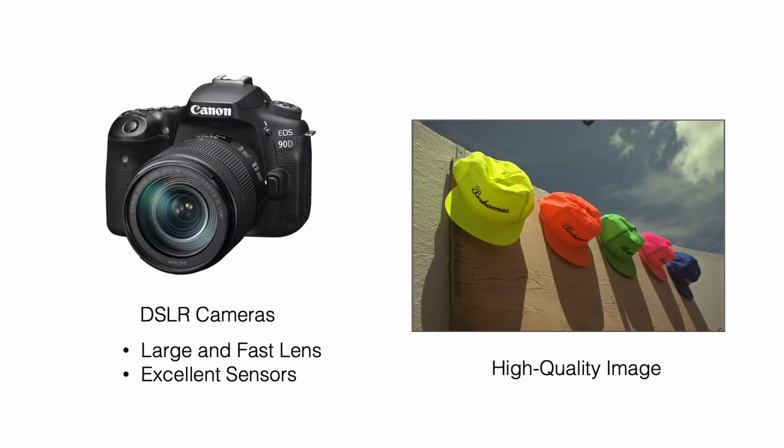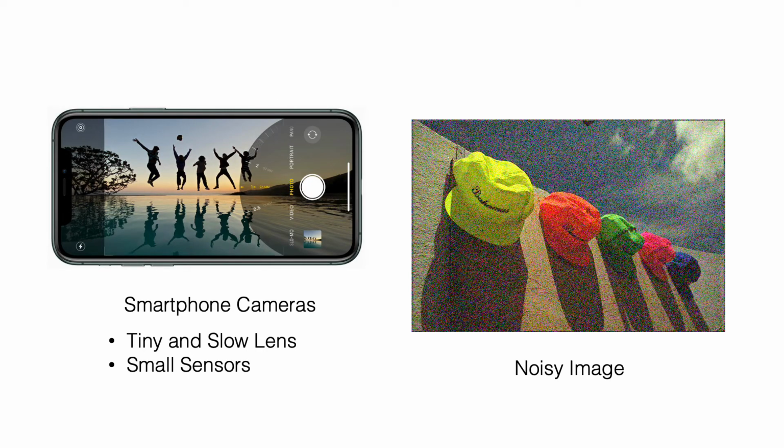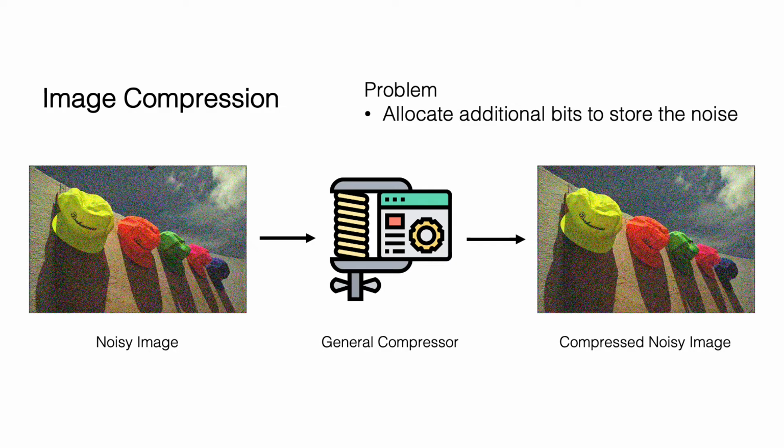DSLR cameras are usually equipped with large and fast lenses, plus excellent sensors to take high-quality images. However, people tend to use smartphone cameras for convenience, where high levels of undesired noise usually exist in the captured images due to the small lens and sensors. Usually, we need to compress the images before storage and transmission. However, without the capacity to tell the difference between image details and noise, general image compression methods allocate additional bits to explicitly store the image noise during compression.